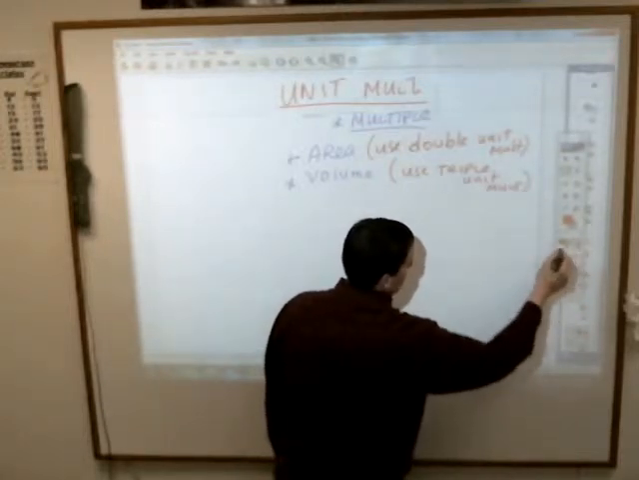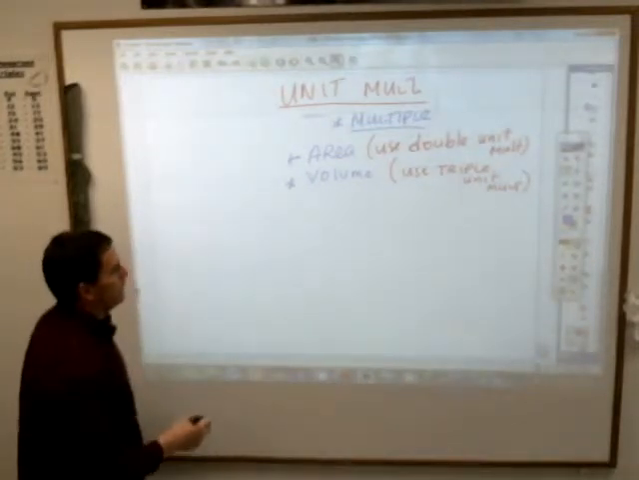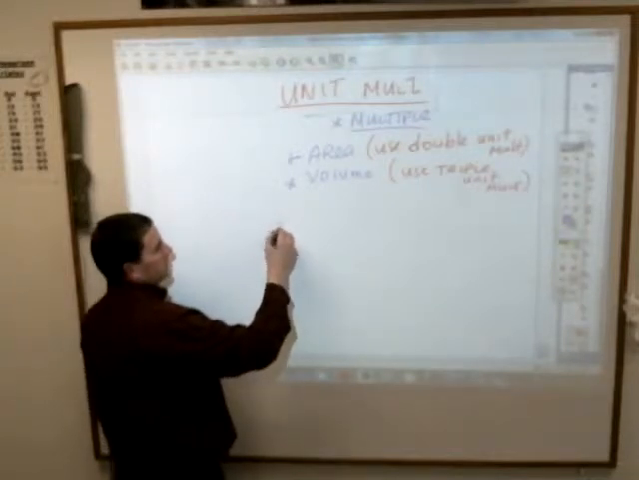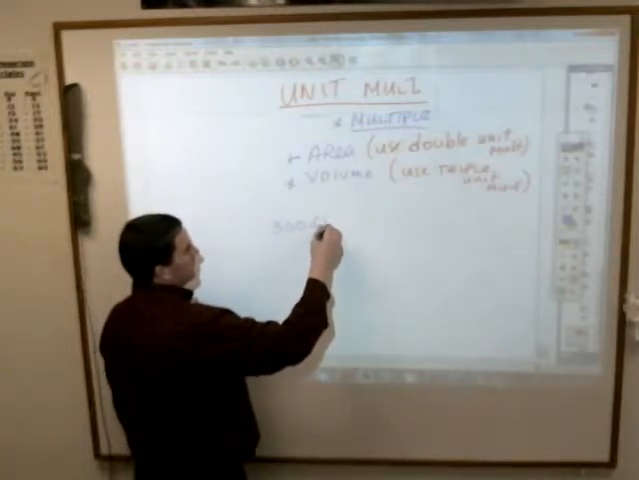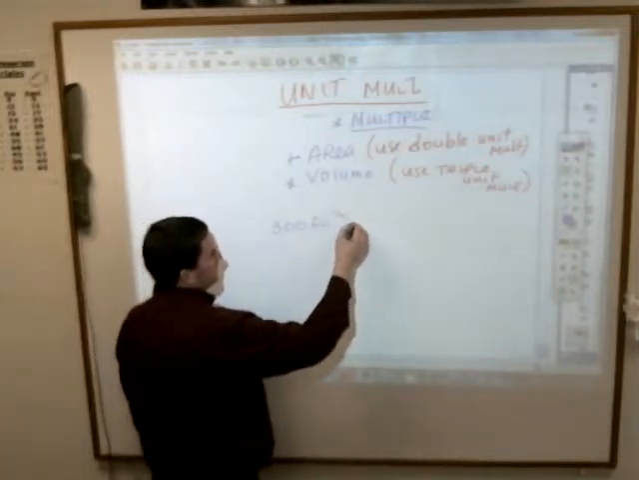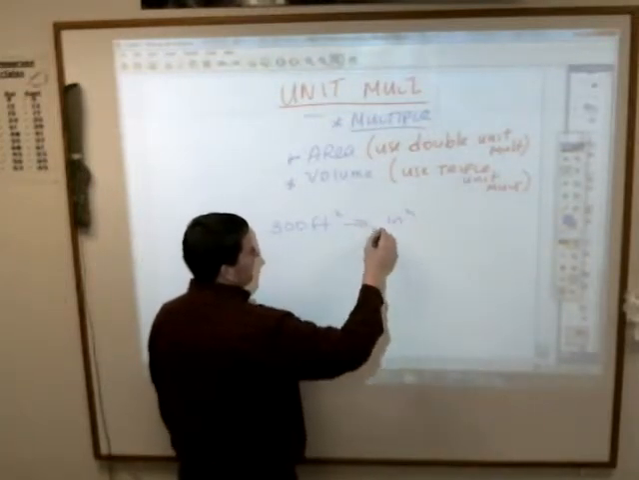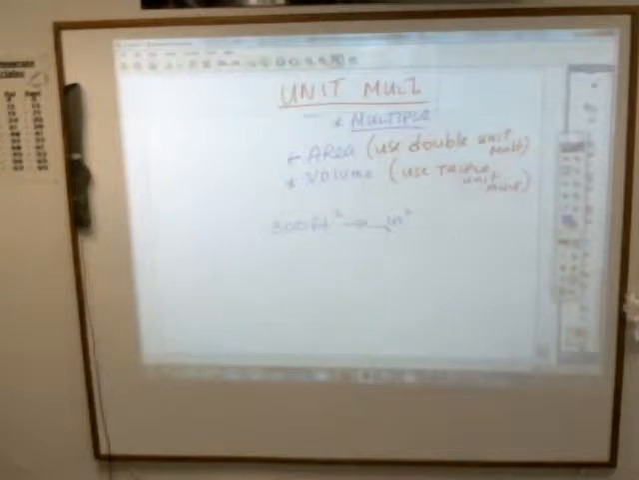Okay, and here is our example problem. Let's say that you have 300 feet squared, and you're supposed to change that into inches squared. Okay. We've talked about this before. Unit multipliers is all about getting labels to cross off. The numbers kind of just follow in what they are.